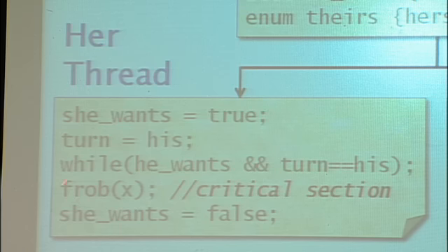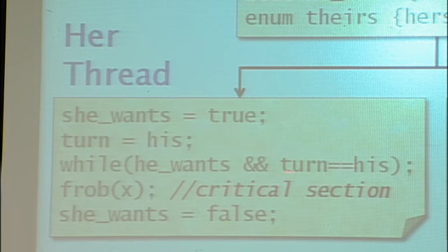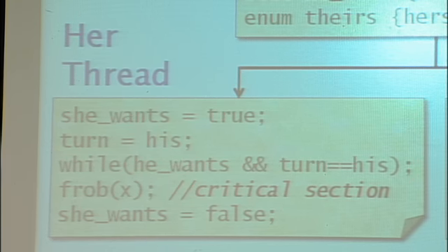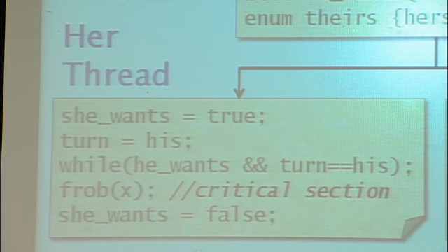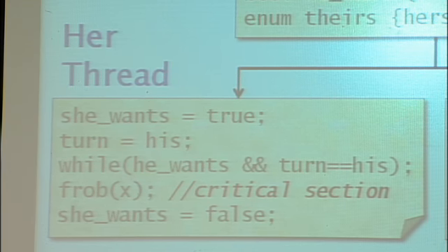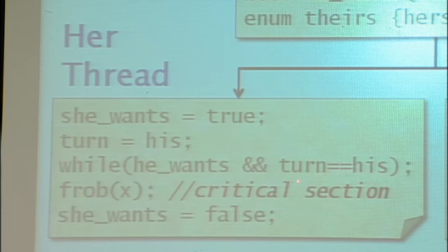And then while he wants it and the turn is his, she's going to just spin. Notice that you're not frobbing it in the while loop. The body of the while loop is empty. So this is a spinning solution. While he wants it and it's his turn, you're just going to sit there, continually testing the variables he wants and turn equals his until one of them ends up being false.